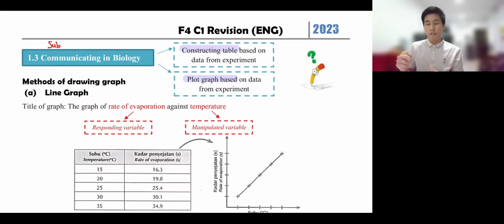So you all know you have something called Amali. You have to carry out an experiment, and then you need to write a report. It's part of your SPM. So when you write the report that time, you need to know how to draw a table and plot a graph. So what we're going to learn here is actually quite useful.